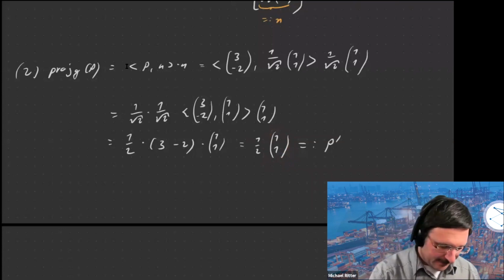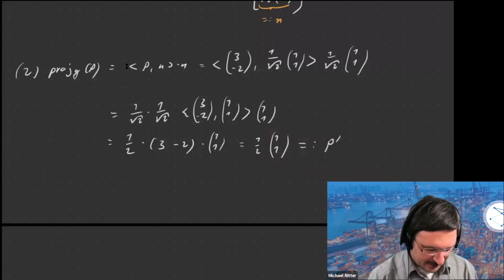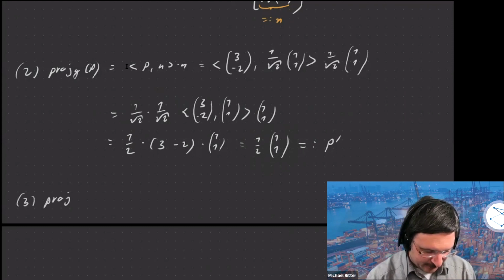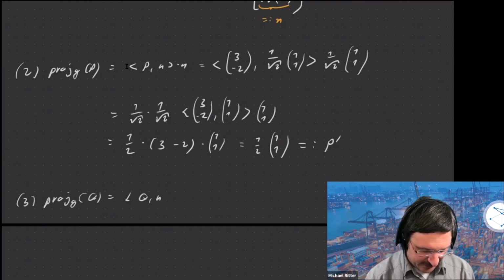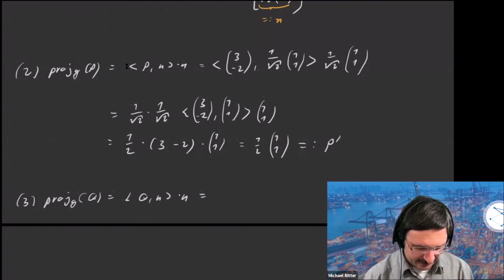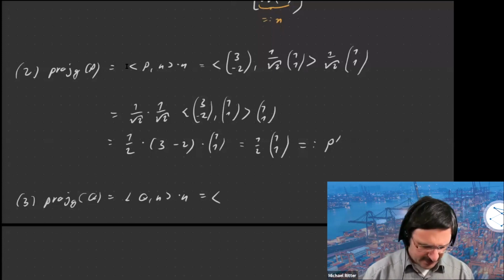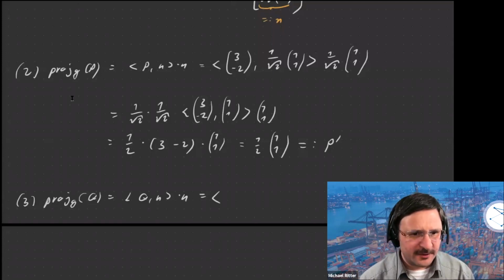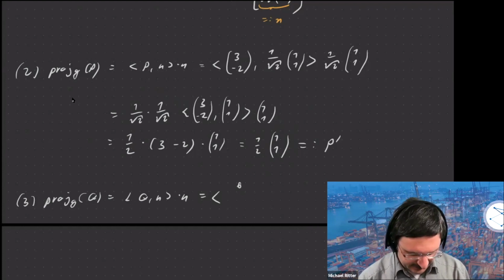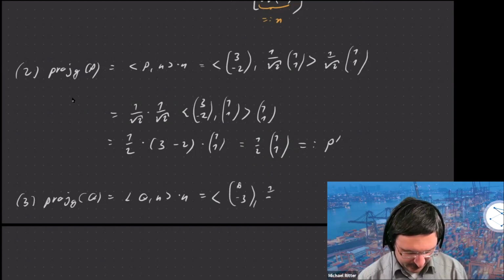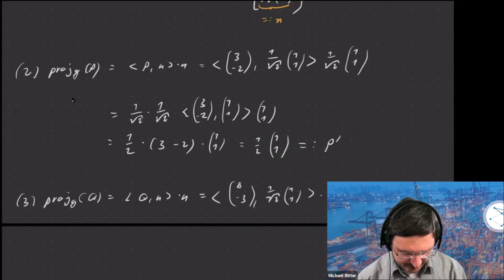Okay, so that's the first point. And the second one is computed in the same way. So we just take the scalar product of Q and N now and multiply that by N. And Q was, what was it? 6 minus 4 or something like that. 6 minus 3. 6 minus 3. And then again, we have 1 over 2 times 1, 1 times 1 over square root of 2 times 1, 1.